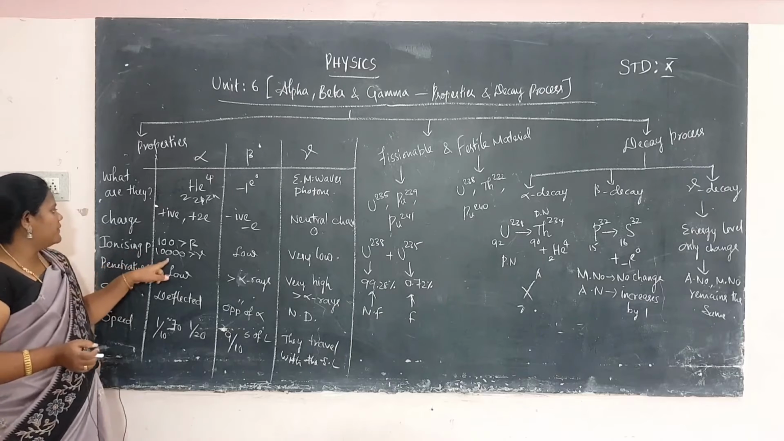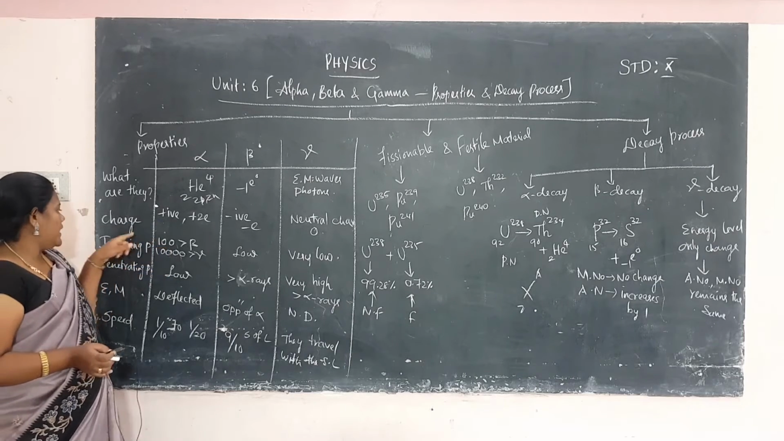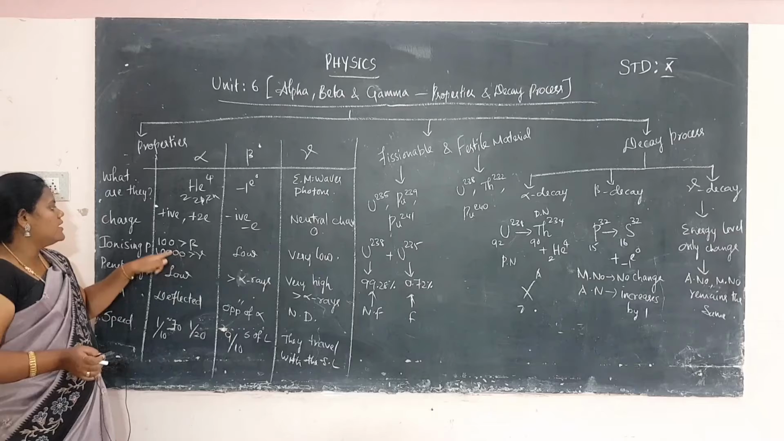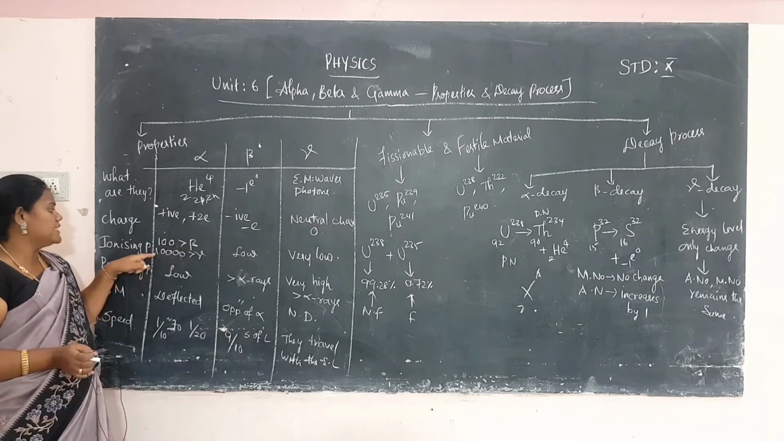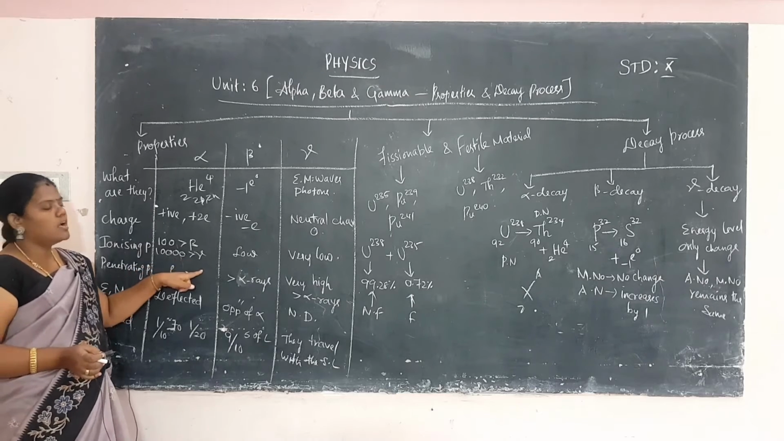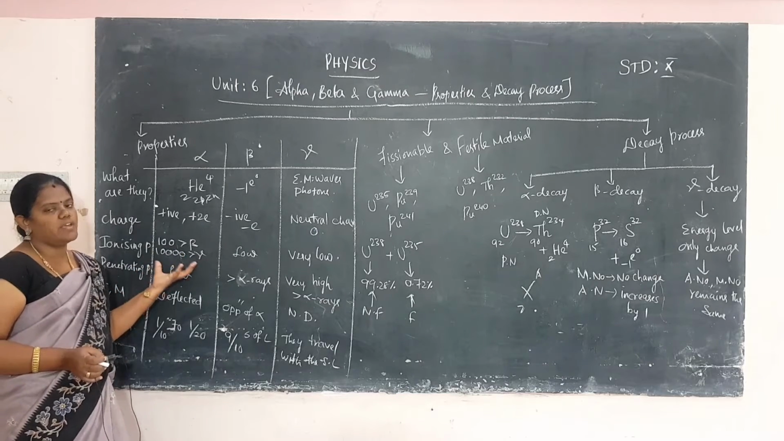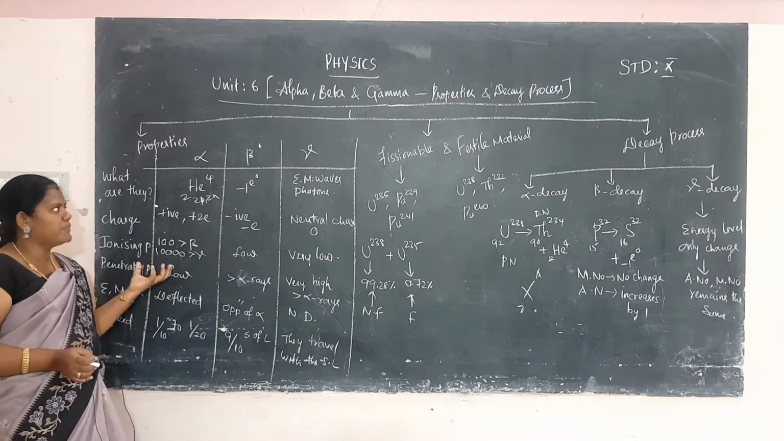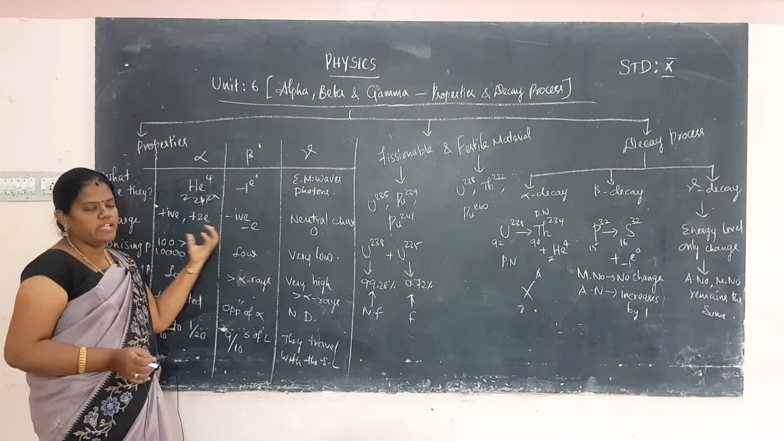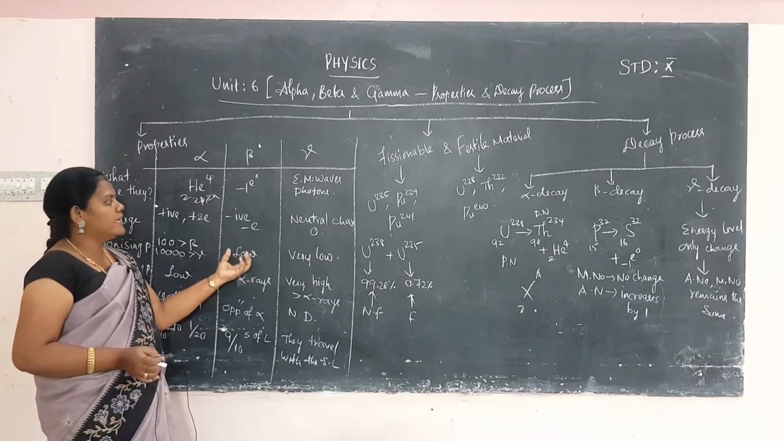So ionizing power: the ionization power of alpha is 100 times greater than that of beta, and 10,000 times greater than that of gamma. So alpha always has high ionizing power, beta comparatively low, and gamma very low.